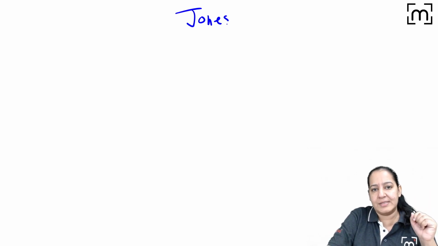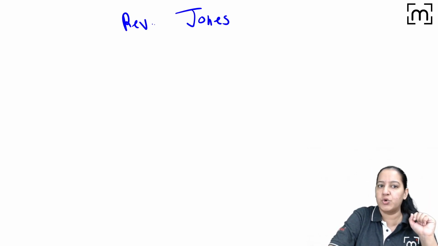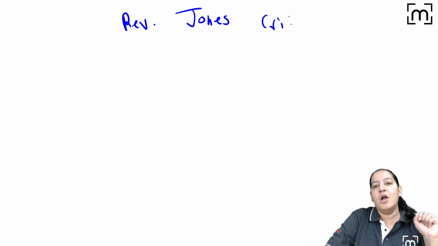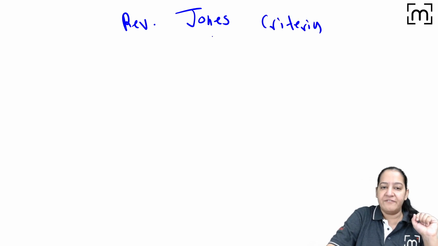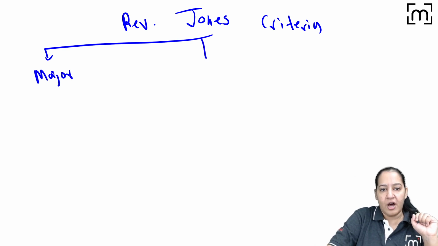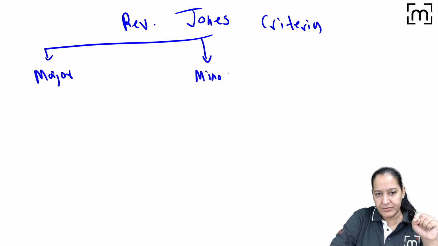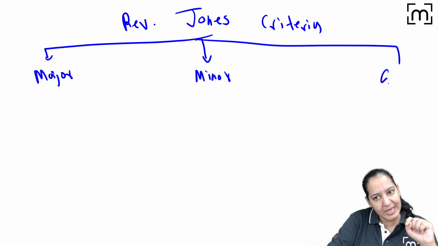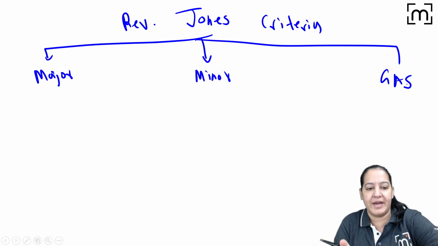Can you enumerate the Jones criteria to me? Any one of you? Please help me with the revised Jones criteria. Please. What are the revised Jones criteria? The first thing you have to tell me: there are 5 major, there are 4 minor, one of the minor is removed, I will tell you. And there are 3 GAS criteria. Now you have to enumerate them.